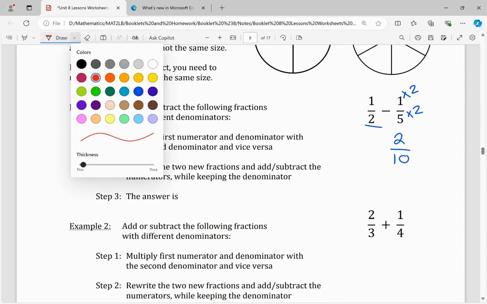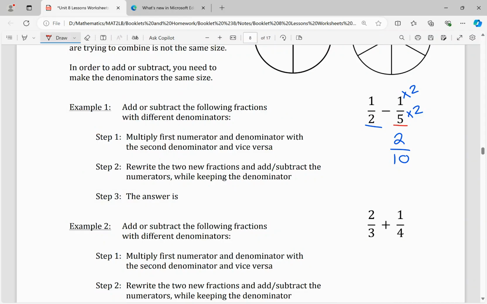Now, the next step is to take the first fraction and multiply it by the second denominator. The second denominator is 5, so that means we multiply the top by 5 and the bottom by 5. 1 times 5 is 5. 2 times 5 is 10. So in short, multiply the first fraction by the second denominator and the second fraction by the first denominator.